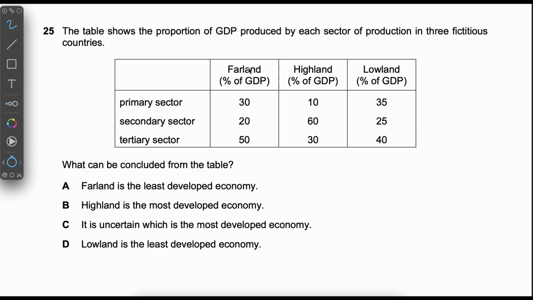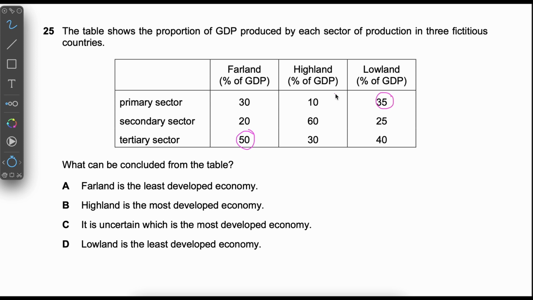So Farland has a medium-sized primary sector and a high tertiary sector compared to the others, so that has the highest. Highland has the lowest primary sector, a middle tertiary sector, and quite a high secondary sector, and Lowland has the highest primary sector, a small secondary sector, and a middle or medium tertiary sector.